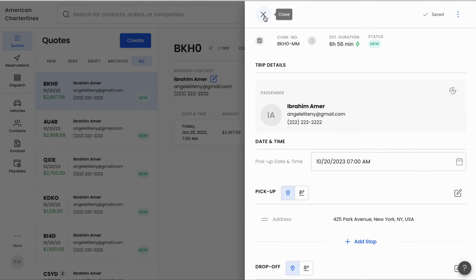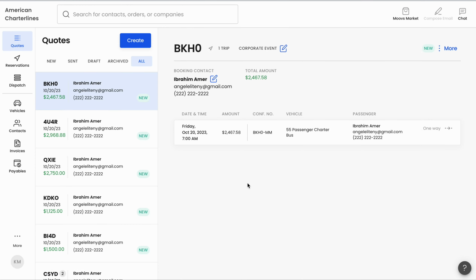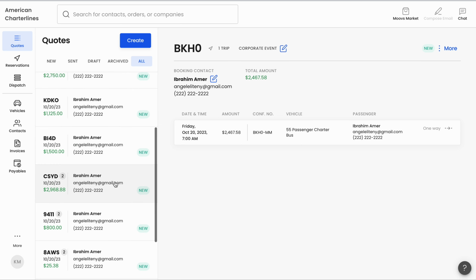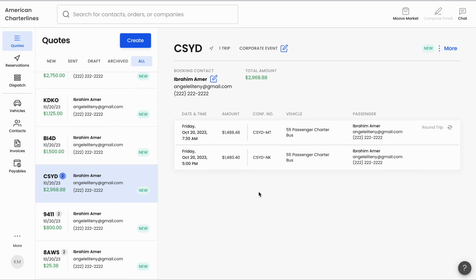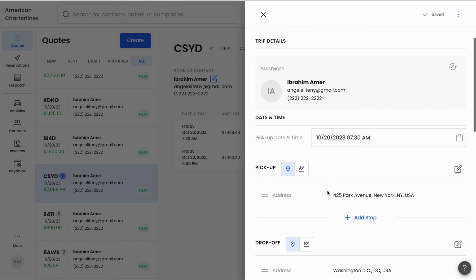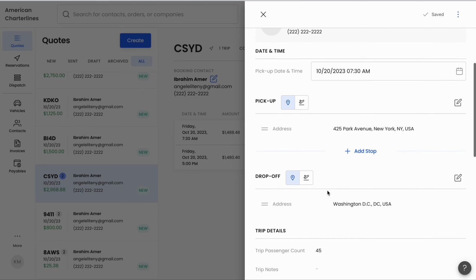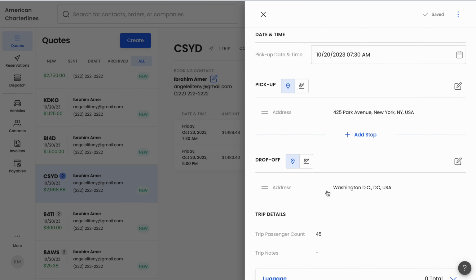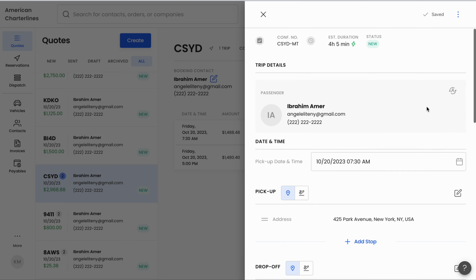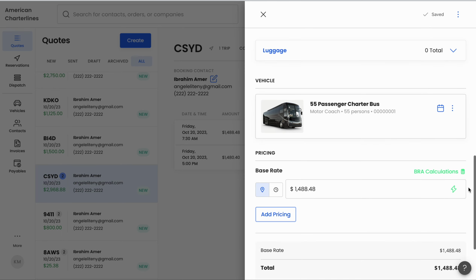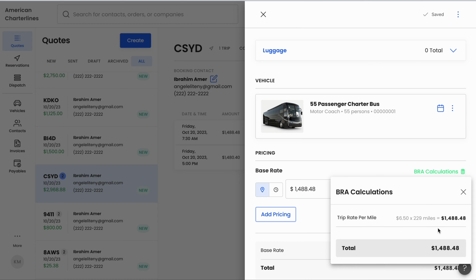So let's show a round trip from the form, from the charter bus perspective, right? Where the bus is with the person the whole time. It's a round trip. This trip is broken into two legs. One leg of the trip is from 425 Park Avenue to Washington, D.C. Quite a common trip. And then we have them departing at 5 p.m. We have this duration time here, and then we have this BRA here, 1488.